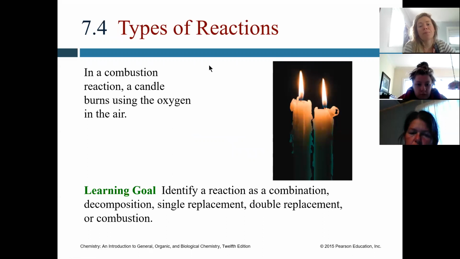Okay, so we need to talk about the different types of chemical reactions that we can have. There's a bunch of different types, but there are some main ones that we see happen over and over again.